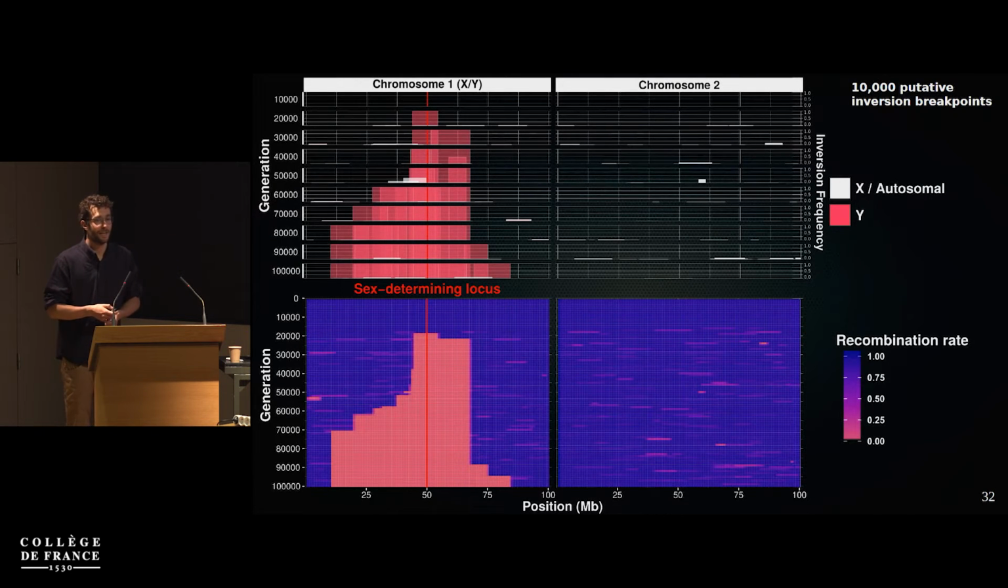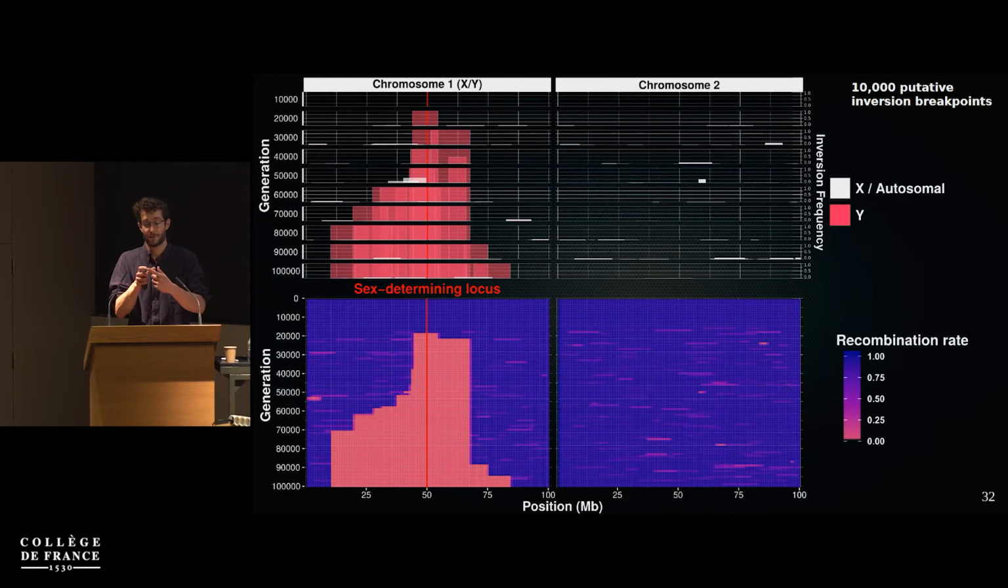If we move to the end of the simulation, we see the stepwise accumulation of chromosomal rearrangements, which leads to a progressive cessation of recombination along the sex chromosomes. So with only deleterious mutations, inversions, and one sex-determining mutation, we create a non-recombining sex chromosome. We do not see in the simulation any reversions, just because with 10,000 putative inversion breakpoints, there is a much higher chance of having an overlapping inversion than an inversion reusing exactly the same breakpoints.